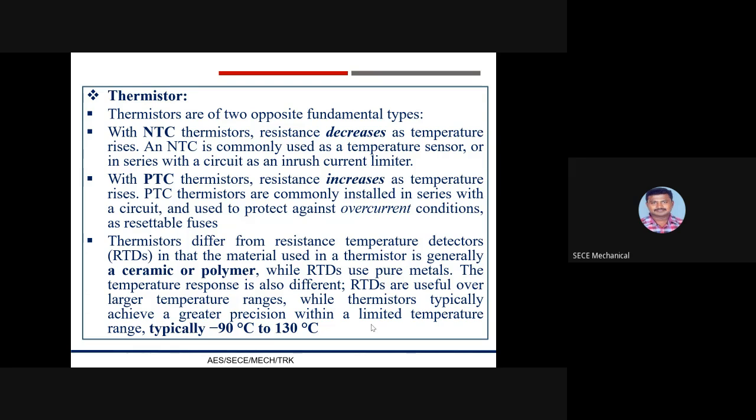Okay, I think you can understand. When temperature increases, the resistance increases. When temperature decreases, resistance decreases. So this type of thermistor is going to be used in a fuse.